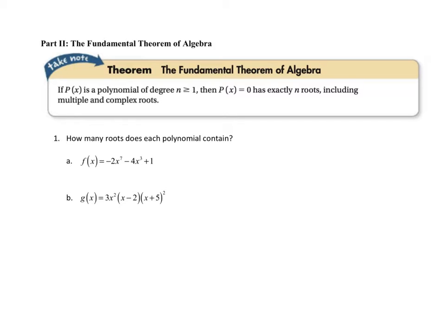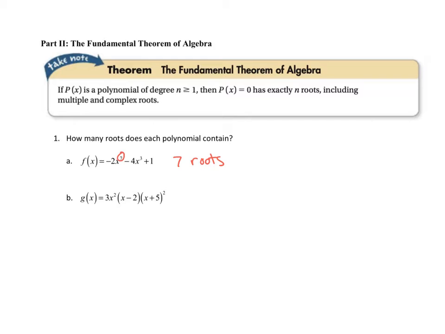Part A, we just need to find the degree of the polynomial. And this polynomial is degree 7, so this polynomial has 7 roots. That doesn't mean 7 real roots. It may have 7 real roots, or it might have some real roots and some imaginary roots, making a total of 7 roots. In g of x, first we need to figure out the degree.